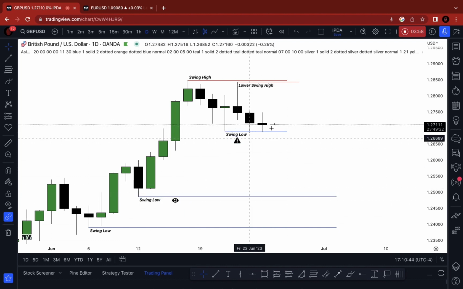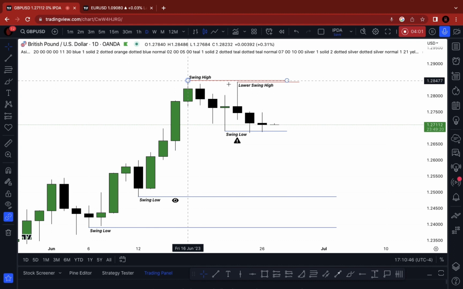So swing low broken, we want to see a lower swing high. But you'd already see signs potentially forming. We have a lower swing high here. Price failed to break this high. So we have a fail break of this high. Price continued to break lower.